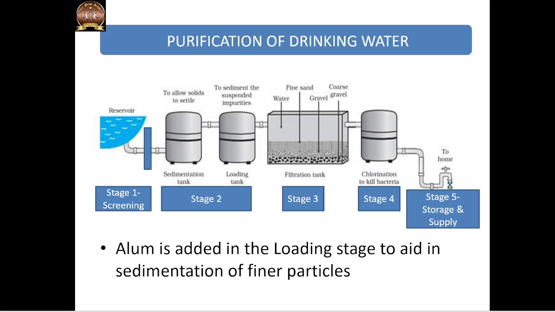It kills all the microorganisms in the water, the harmful bacteria that could be present, and it makes the water safe for consumption. The chlorinated water is then stored in storage tanks before it is supplied to different parts of the city. This is the five-stage process by which water purification is done.